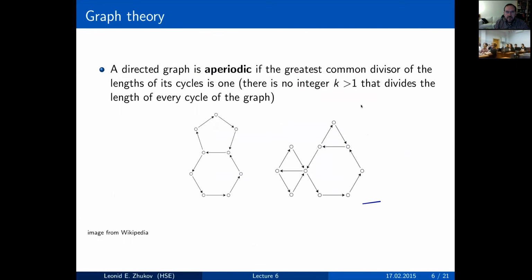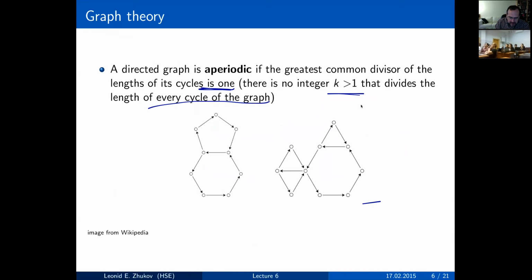Another important point is the notion of graph periodicity. So the directed graph is called aperiodic if the greatest common divisor of the lengths of its cycles is 1. So in other words, there is no integer greater than 1 that divides the length of every cycle in a graph. Well, let's take a look at this.